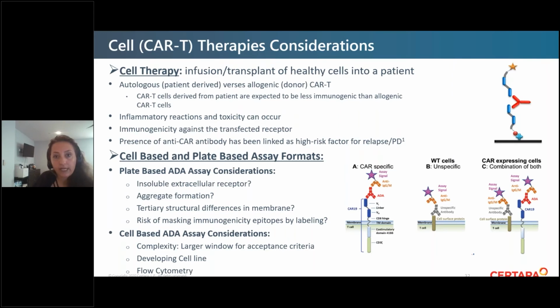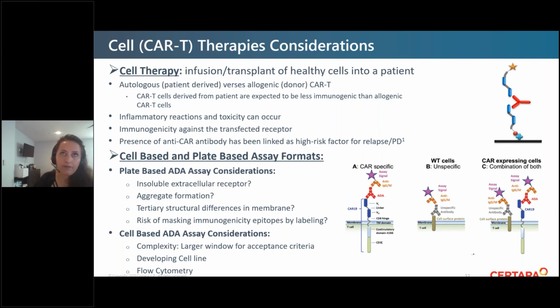I have seen both plate and cell-based assays being developed. So not like a NAB assay, but your ADA assay would be flow-based, and it would be a cell-based assay for ADA. You may not meet guidance with this in terms of your percent CVs. So you may have to have a larger window for acceptance criteria. You have to develop a cell line.